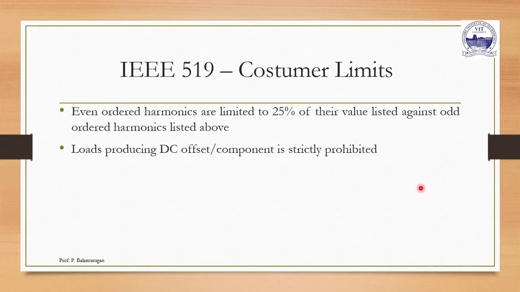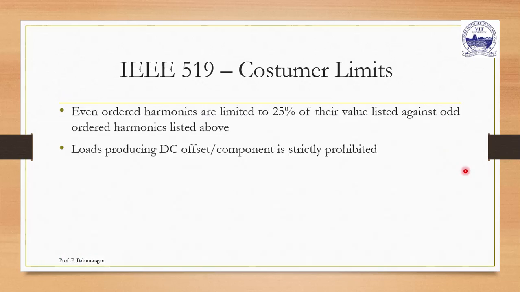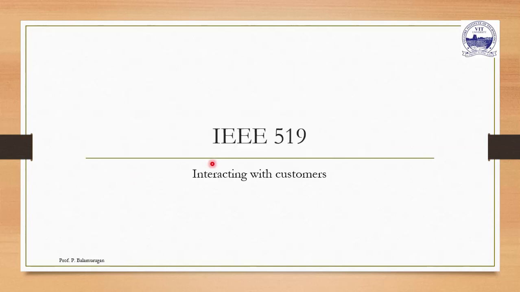For an example, for the current ISC by IL ratio of less than 20, if the TDD is 5% for odd harmonics, then it should be 25% of this, which means that the TDD for even harmonics is limited to 1.25. And the loads producing DC offset or component are strictly prohibited in the system.